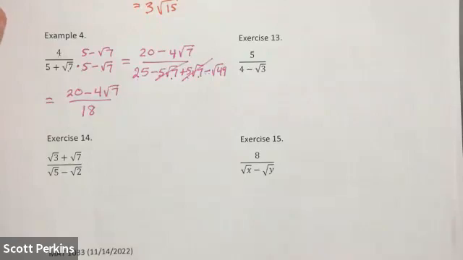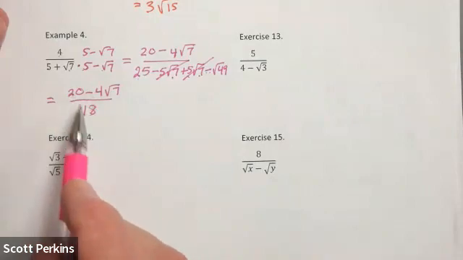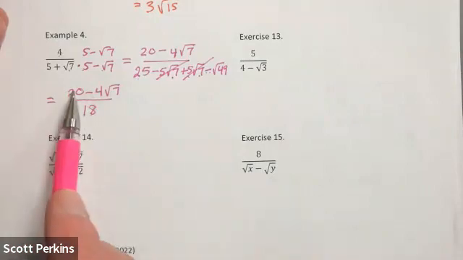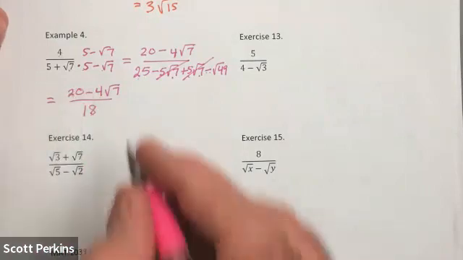Now, this last bit won't happen with all the problems, but it happens on my example. If you can reduce, you can reduce. Just remember that division is distributive just like multiplication. So you can only reduce if you have the same factor in all the terms, which I do. What is the factor that's in common to 18 and 20 and 4? How can I reduce that? By a factor of 2.